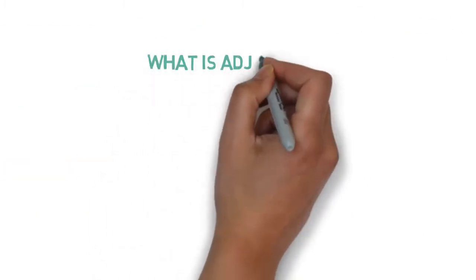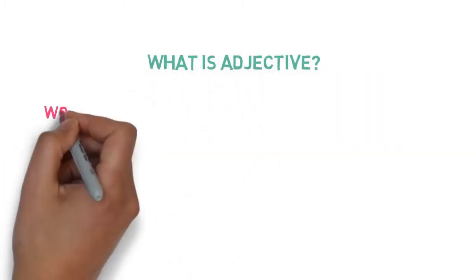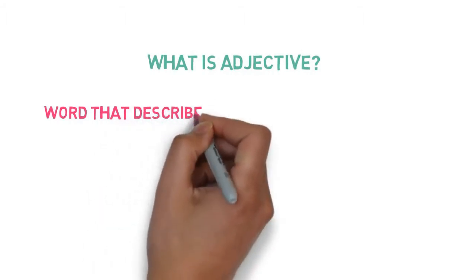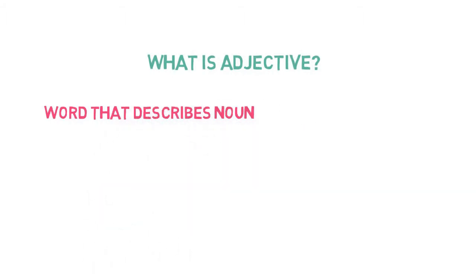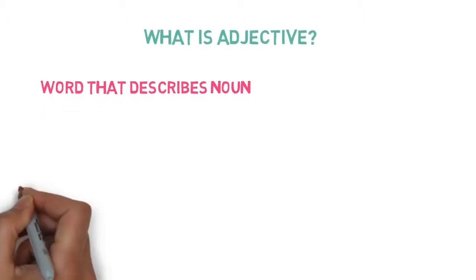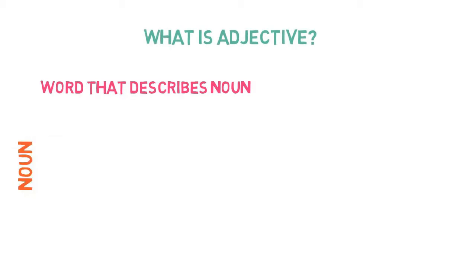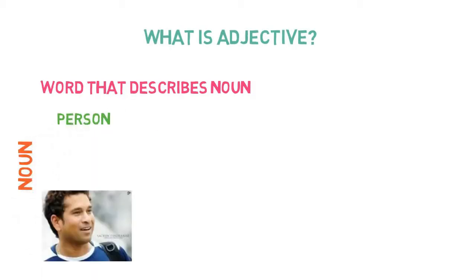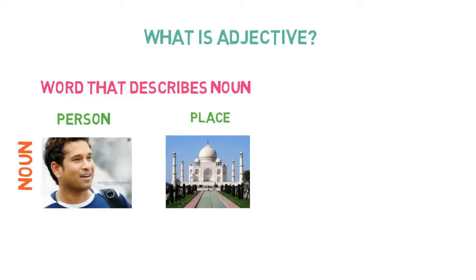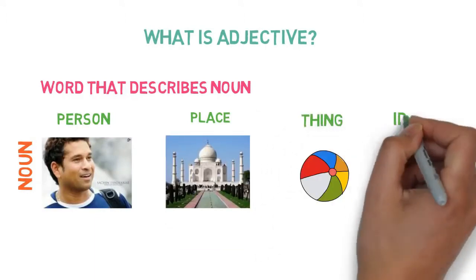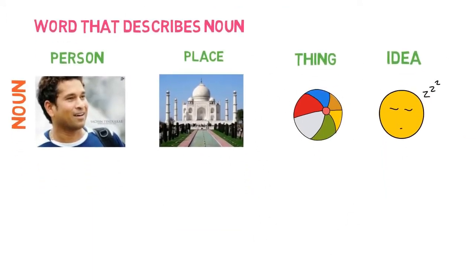What exactly are adjectives? Adjectives are words that describe nouns. Now for understanding adjectives, we need to revise what nouns are. So what exactly is a noun? A noun is a word that names a person, place, thing or an idea. Now, what are adjectives? They describe nouns.